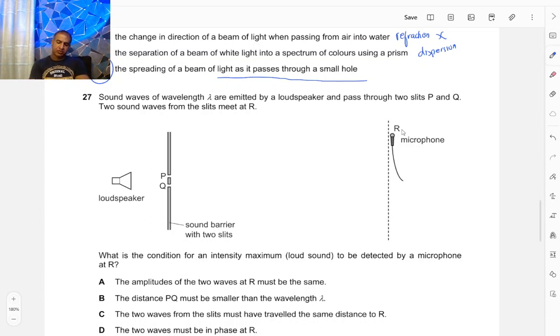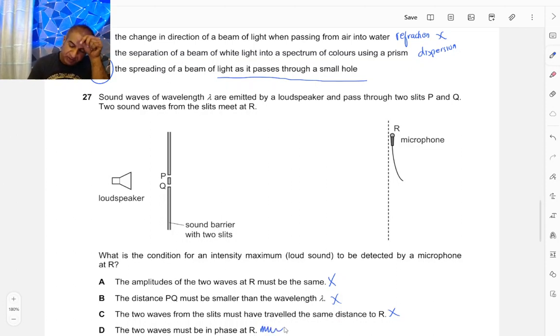The amplitudes of the two waves at R must be the same, not necessarily. Because of the spreading involved, the amplitude of Q would be slightly smaller. So this cannot be true. The distance PQ must be smaller than the wavelength lambda. What difference would it make? None. The two waves from the slits must have traveled the same distance to R. Not necessarily. The two waves must be in phase at R.